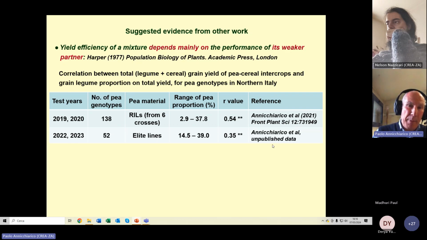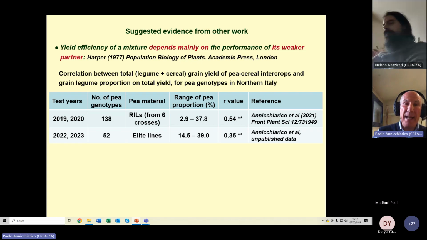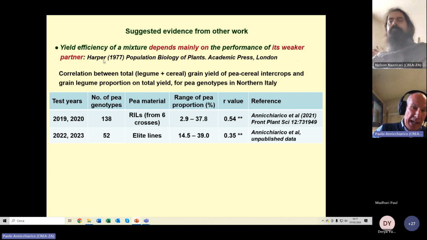Now I'm adding up suggesting evidence from other work that it is consistent with the cornerstone experiment of mine that I presented. For example, Harper, many years ago, observed, considering many different experiments, that the yield efficiency of a mixture depends mainly on the performance of its weaker partner. Just like we saw for the large reference experiment, no? Where having a competitive white clover meant higher mixture yield.